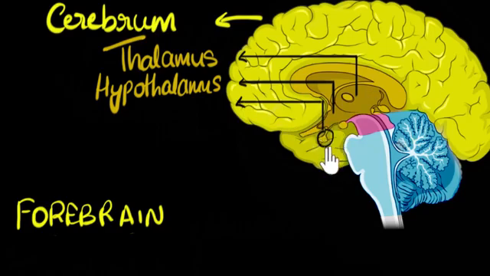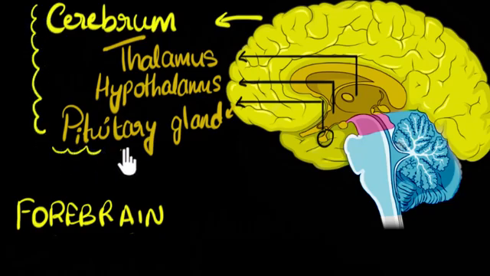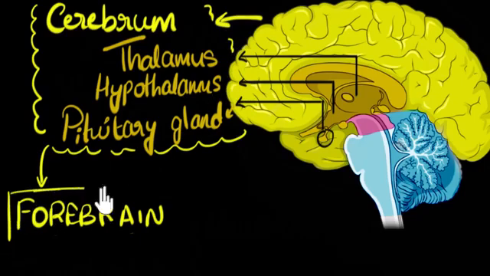And this last part, which we'll be interested in, the small thing that you can see over here, that is called the pituitary gland. Right, this part over here. Okay, so these are the 4 parts of our forebrain. These are the only parts that we'll concentrate on. So let me just put them together. So this is your forebrain parts.